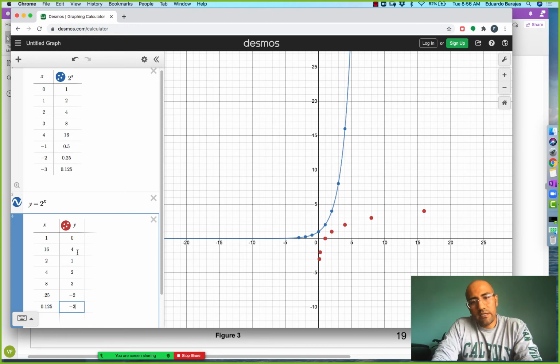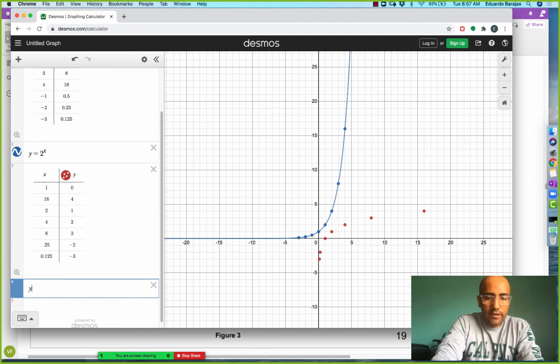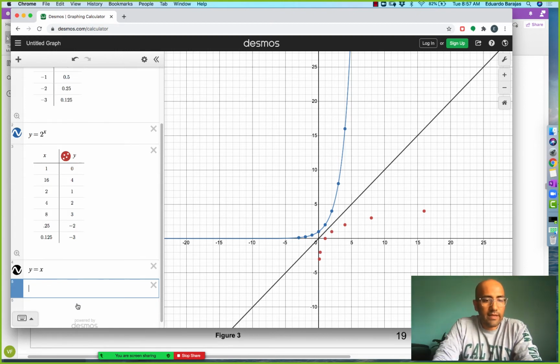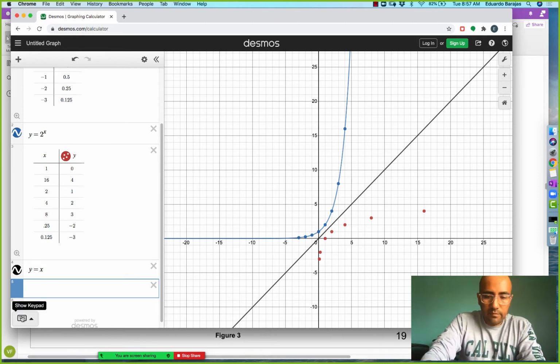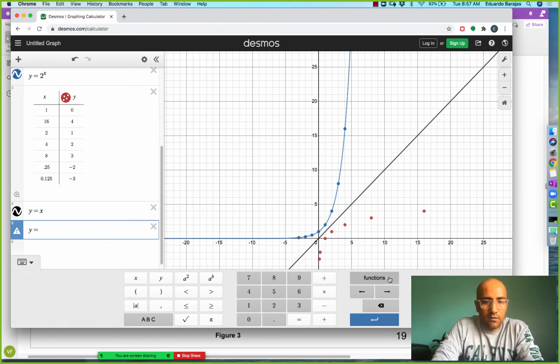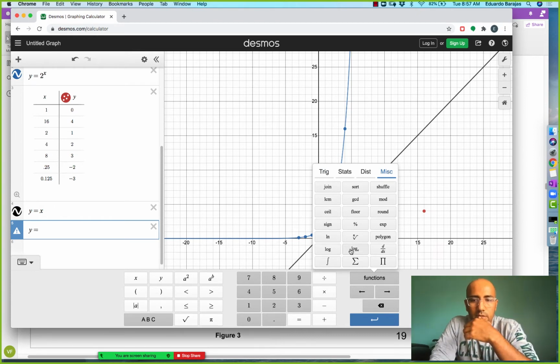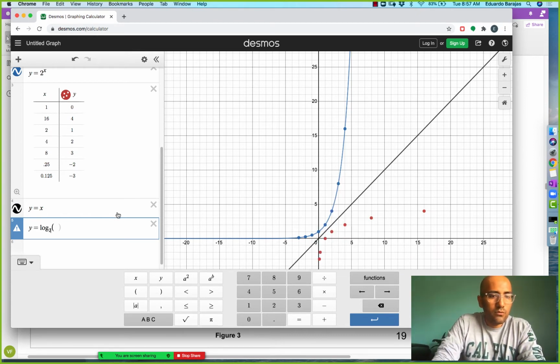Okay, and you start to see what the graph should look like, right? Again, we can graph the line y equals x, and we see that its inverse function is going to be a mirror image reflection about that line. So if we keep going with these red dots, eventually we'll see that it begins to map out this. So we need y equals, and I need the log function. There it is. Log base 2 of x. Looks like that.